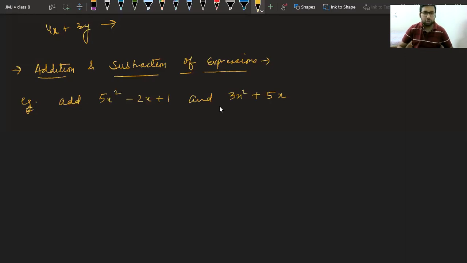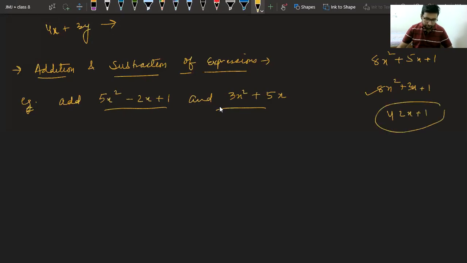Now find the answer of these two, class. Okay, Vansh is saying 8x square plus 5x plus 1. Yuvraj is saying 8x square plus 3x plus 1. Sarah is also giving the answer of Yuvraj. Rachit is saying the answer is 42x plus 1. Rachit, please check one more time. Vardhan is also confirming this one. Yuvraj is correct. Abhinav is saying, okay.